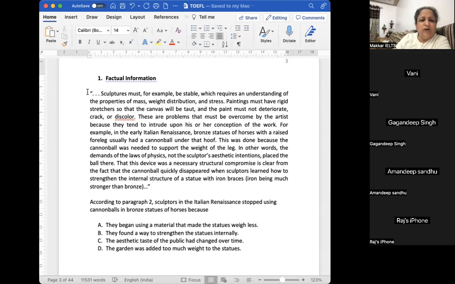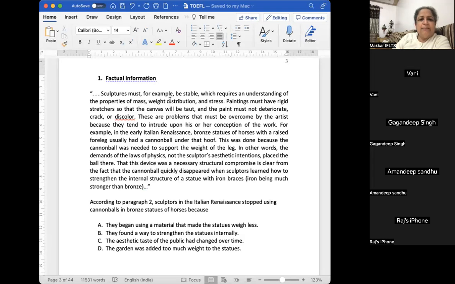Should I increase the font, or is that okay? This is the passage, and this is the question from that. Okay, ma'am. Go ahead, read the passage, and then do this question. So, do you want me to read it out loud, or you'll read it? Okay. So I'll go ahead and read it.